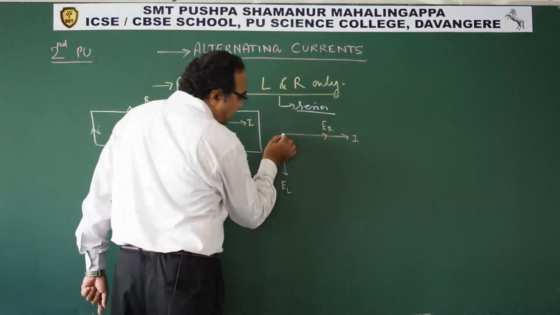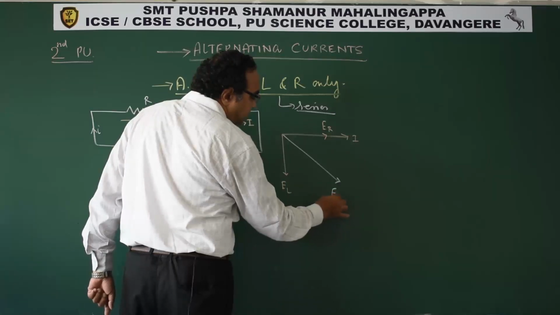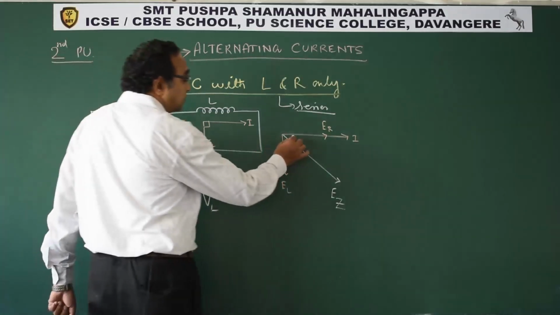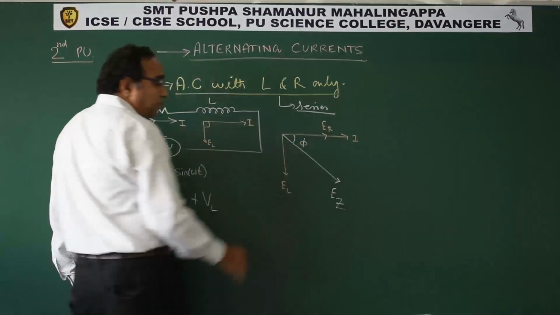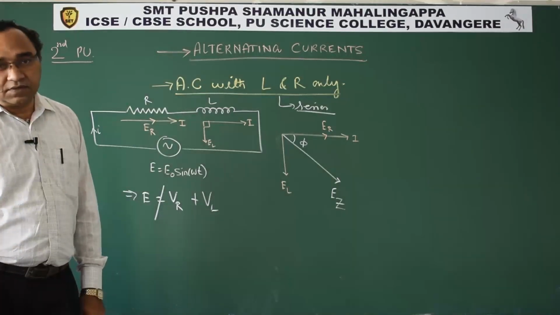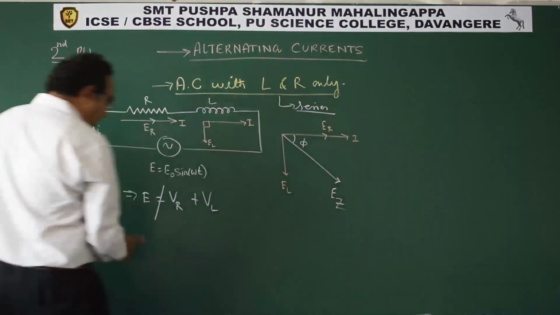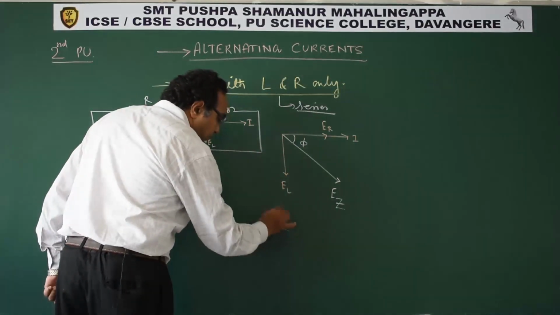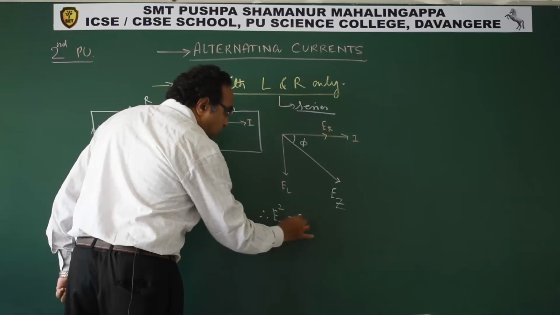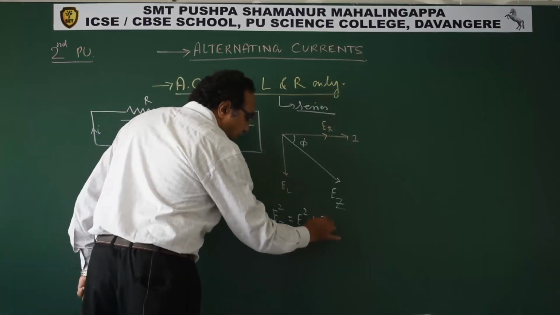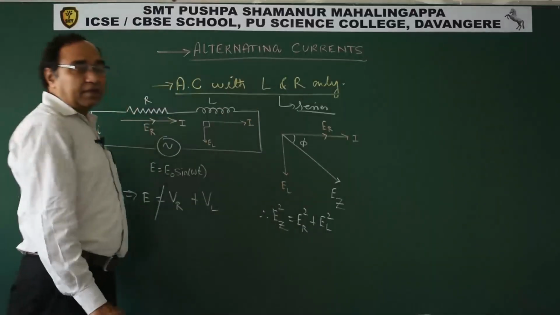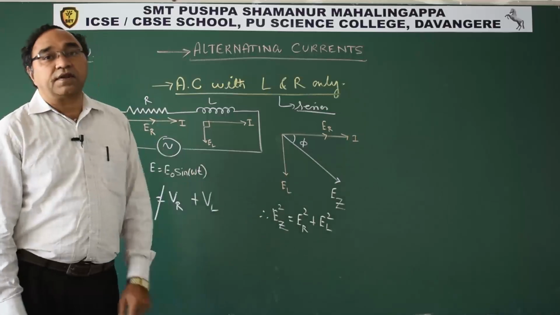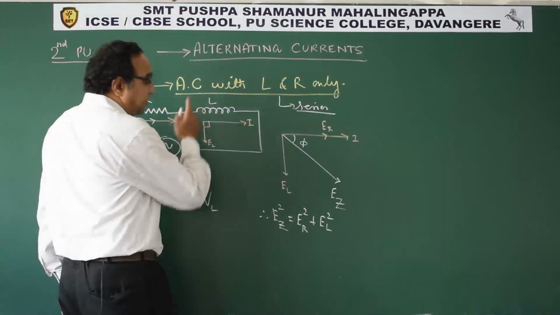So the resultant of this will be somewhere like this. This is the resultant, and this will be the angle at which it will act. So how much will it be now? EZ. So therefore what we can say, EZ square is equal to ER square plus EL square. This is how you are supposed to find E, or the net potential difference in an LR circuit.